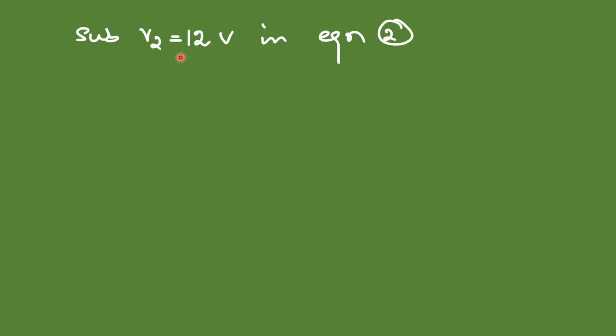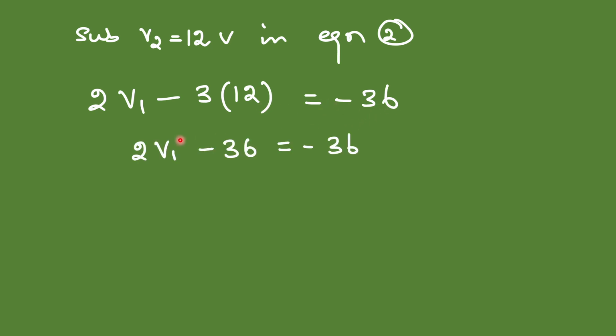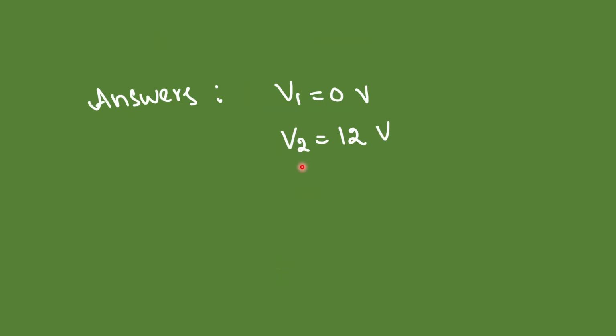So this V2 equal to 12 volts can be substituted in equation 2. So it is 2V1 minus 3 into 12, that is equal to minus 36. So 2V1 minus 36 equals minus 36, that means 2V1 is equal to minus 36 plus 36, that is 0. So V1 is equal to 0. So we got the two answers: V1 equal to 0 volts and V2 equal to 12 volts. Thank you.